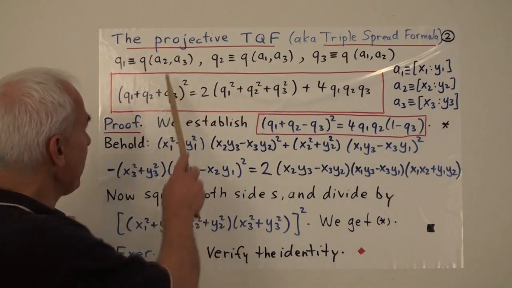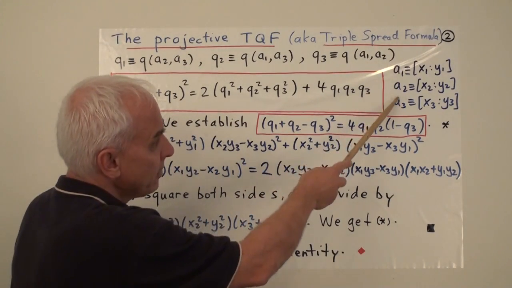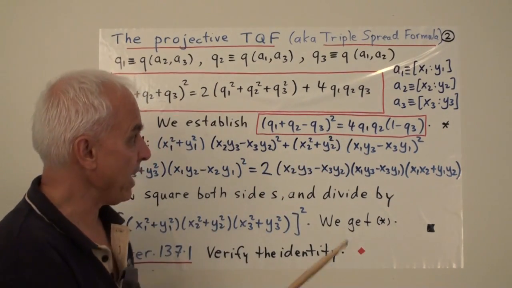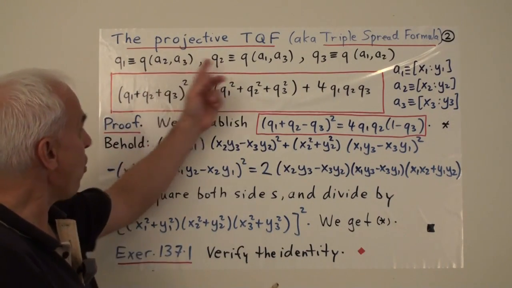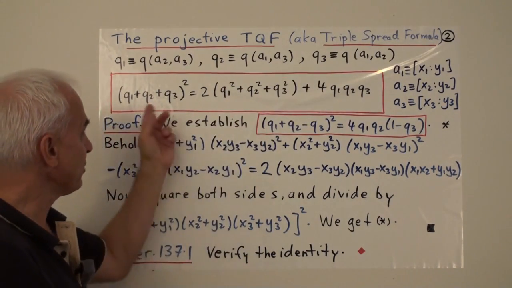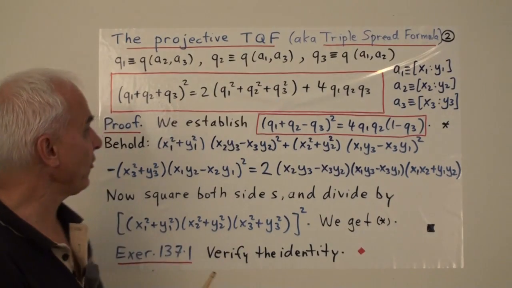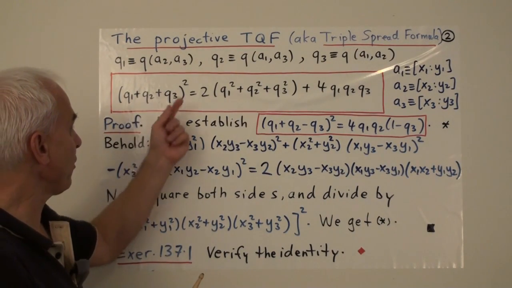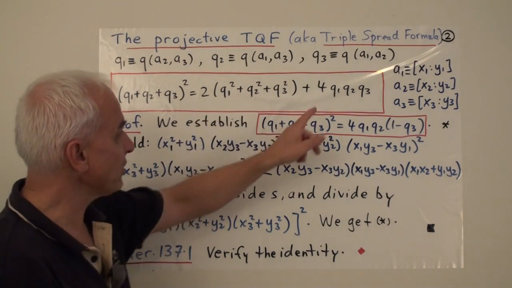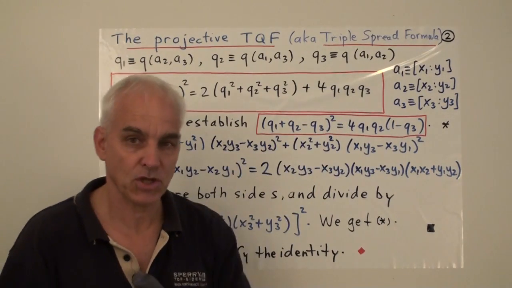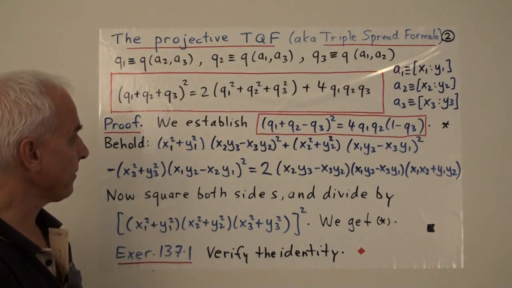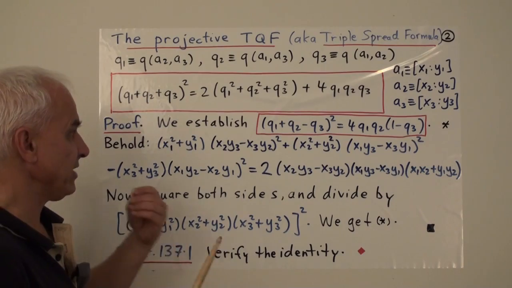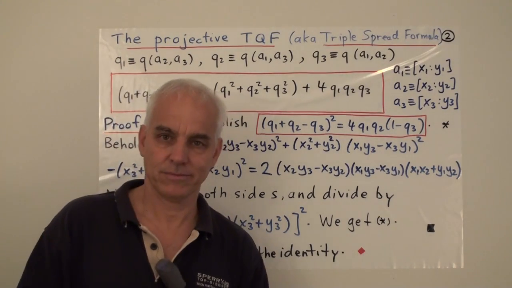Okay, and here's the formula. We have three projective one-points, A1, A2, A3, the three quadrances between them, and here's the relationship between those three quadrances. The square of the sum of all three equals twice the sum of the squares, plus this cubic term, 4 times Q1 Q2 Q3. And we'd like to establish this formula.